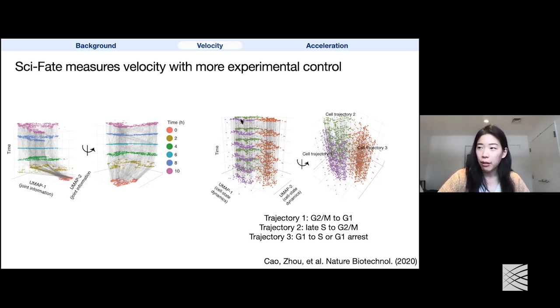But the trajectories actually correspond with a different start point in the cell cycle. The first trajectory corresponds with cells that transition from G2 to M to G1, the second is late S to G2 to M, and the last is G1 to S or G1 arrest. So I think a really cool thing is you can study the effects of these 2 separate regulatory processes if you have RNA dynamic information to show how these cells are related in time. I think this sort of analysis is incredible. It's beautiful, and I'm really excited to see more work in studying these changing cell states.